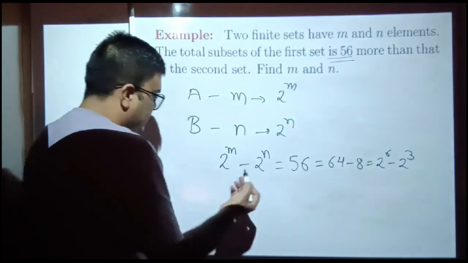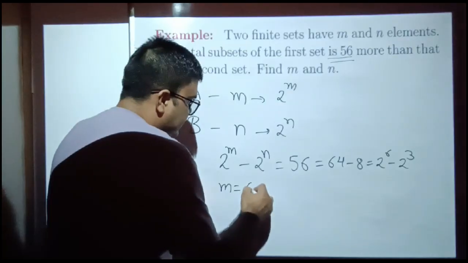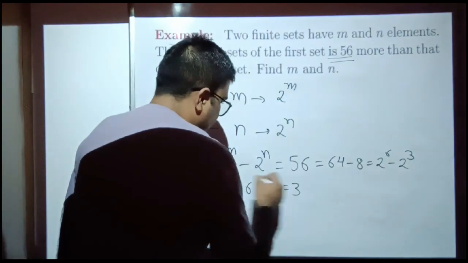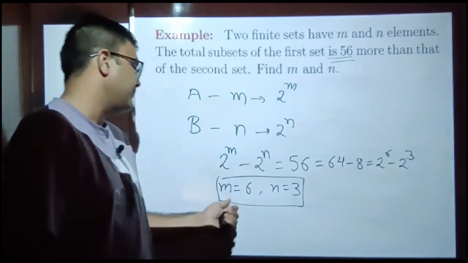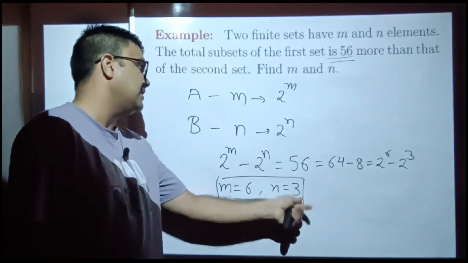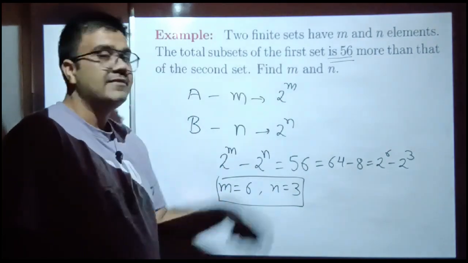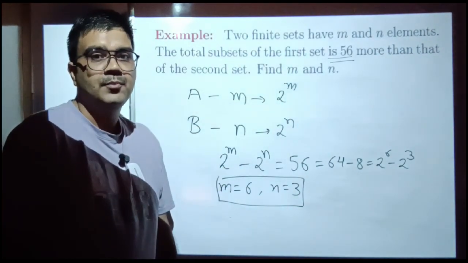It means that the possible values are m equal to 6 and n equal to 3. So we have to find the values of m and n. We are saying m is 6 and n is 3. If we substitute, it will satisfy the condition of this problem.